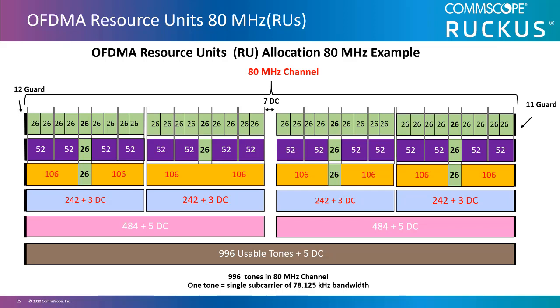Here we see the number of resource units or data tones available for an 80 MHz channel. We have up to 996 usable tones. This bandwidth allocation is effective in dense user environments where traditionally users would contend for their own turn to use the whole channel. With OFDMA, it potentially serves these clients simultaneously.